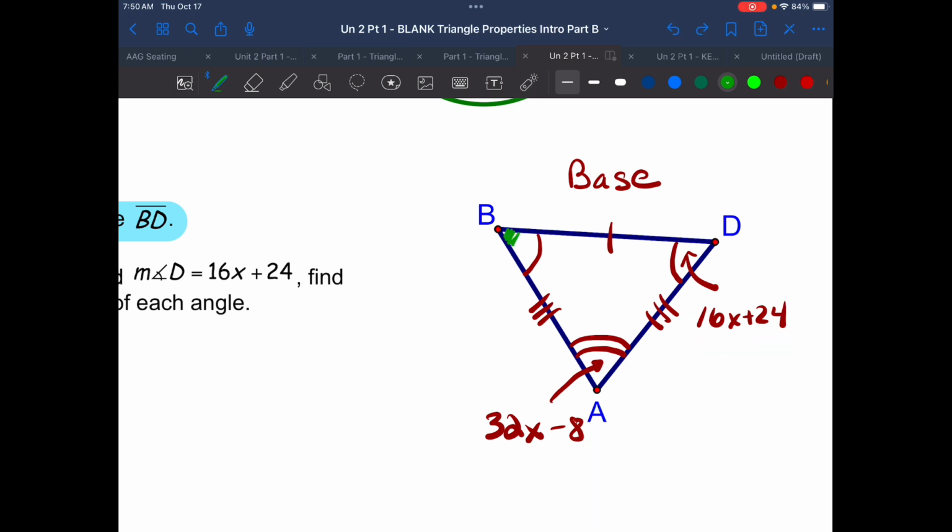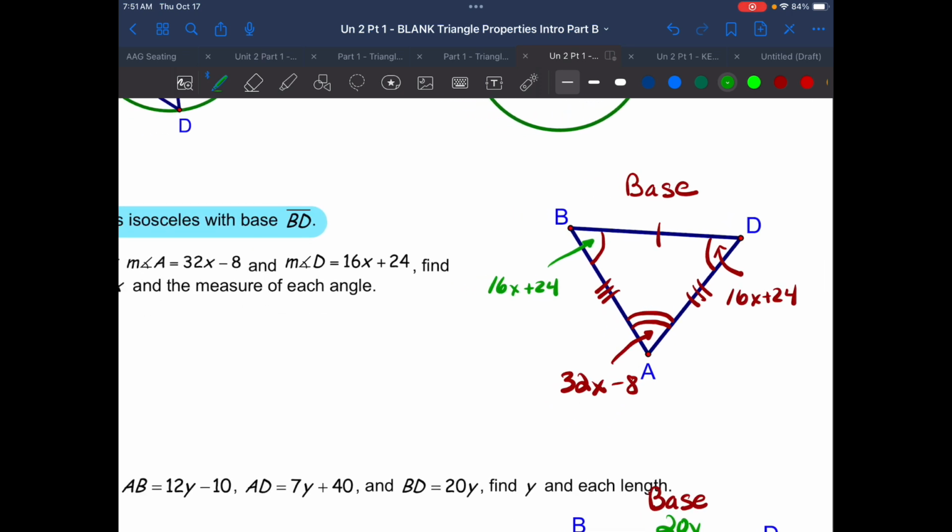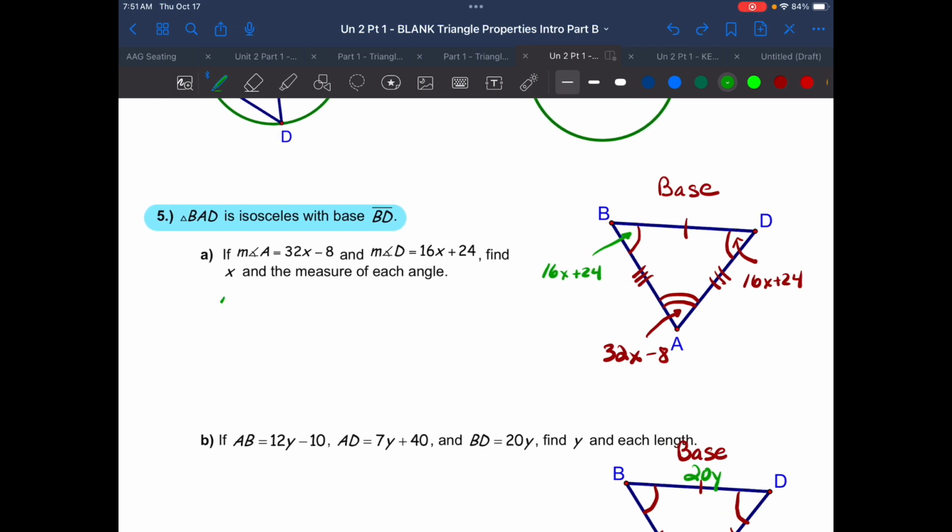Now, if you notice over here, I don't have anything labeled for angle B. But we know that angles B and D are the equal base angles. So what can I label angle B? Well, I can label it the same thing as angle D. So that's 16x plus 24, right? So now we can take what we've been talking about for the last few days and say that we know that the sum of the angles in all triangles add up to 180 degrees. So this is going to be an example of part plus part plus part equals 180. Okay, so I'm going to set that up. It's going to be long and messy, but we're going to clean this up real nice.